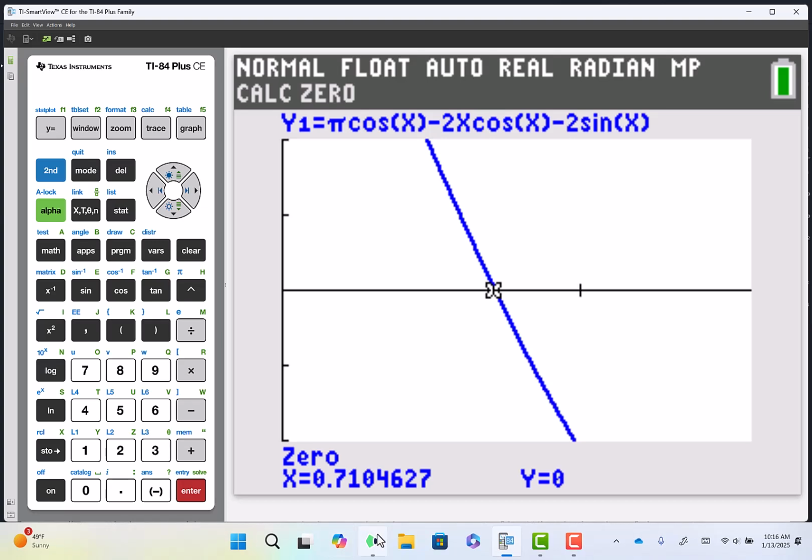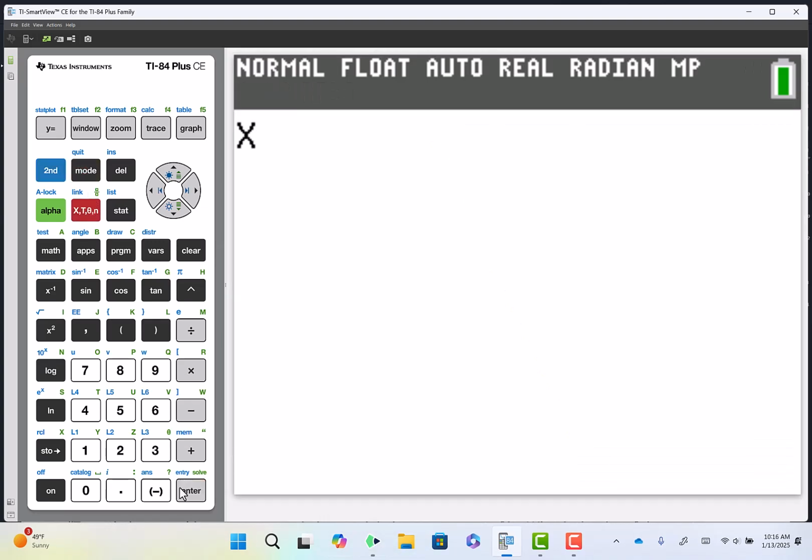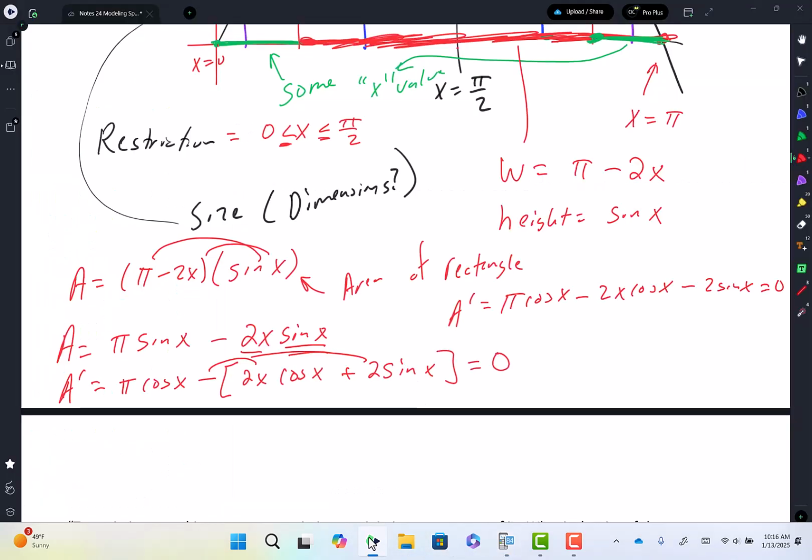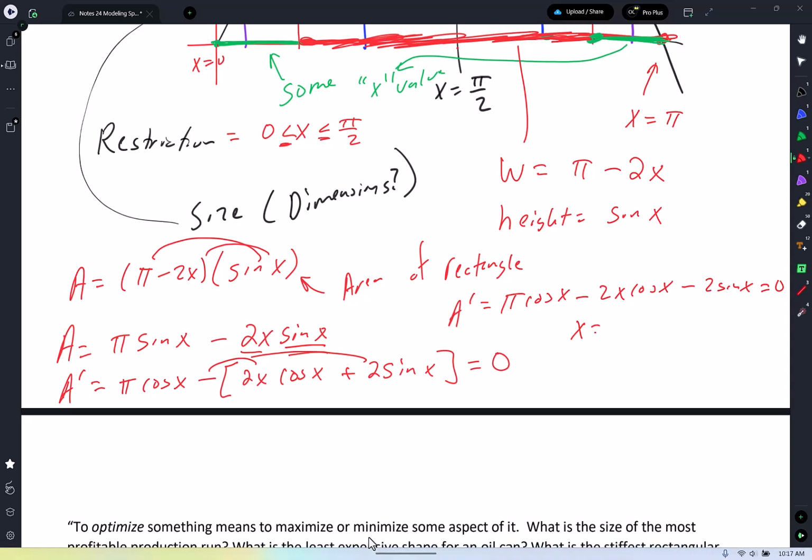And we'll play with it right now. 0.71. I can't memorize that. Let me see. X. Enter. 0.710462. X equals 0.710462. All right. Here we go.